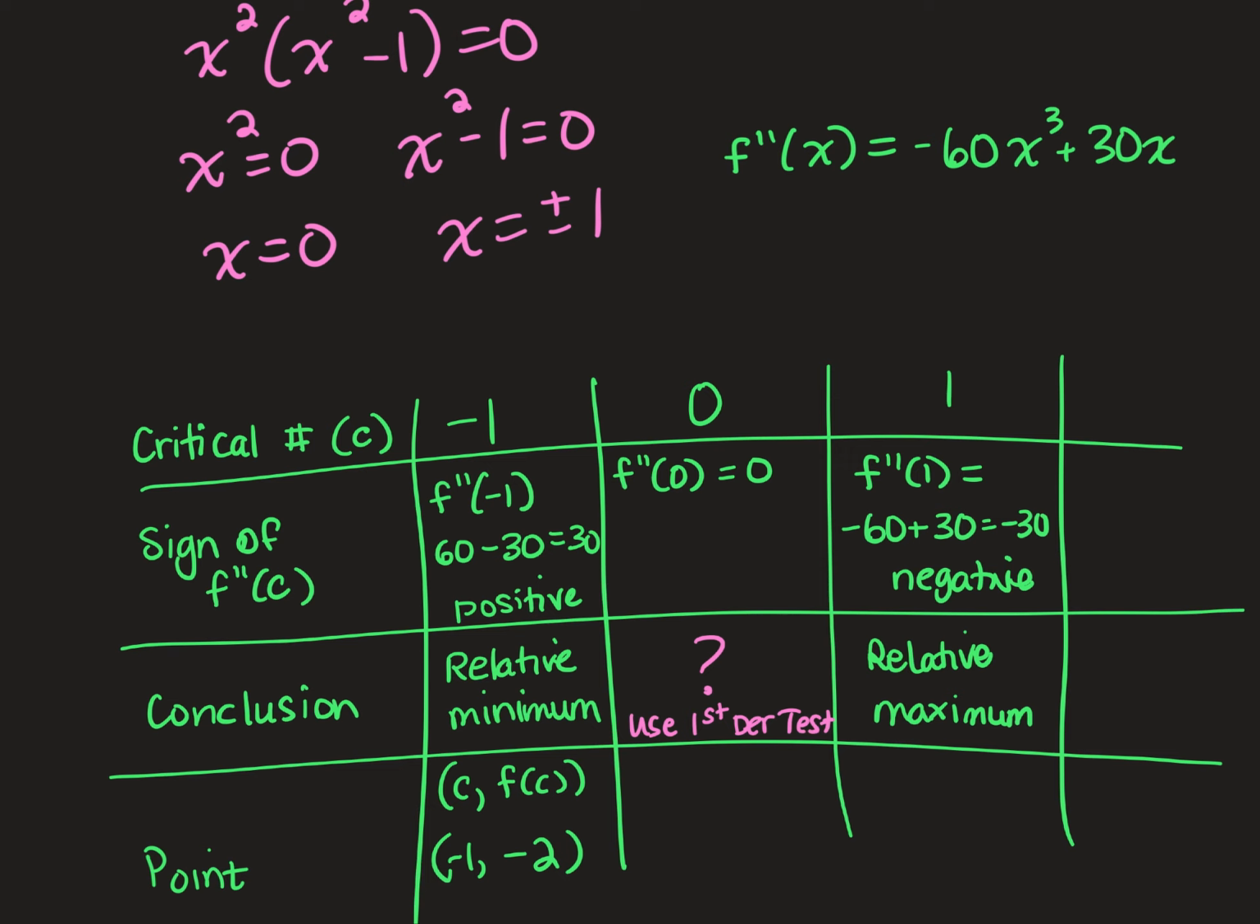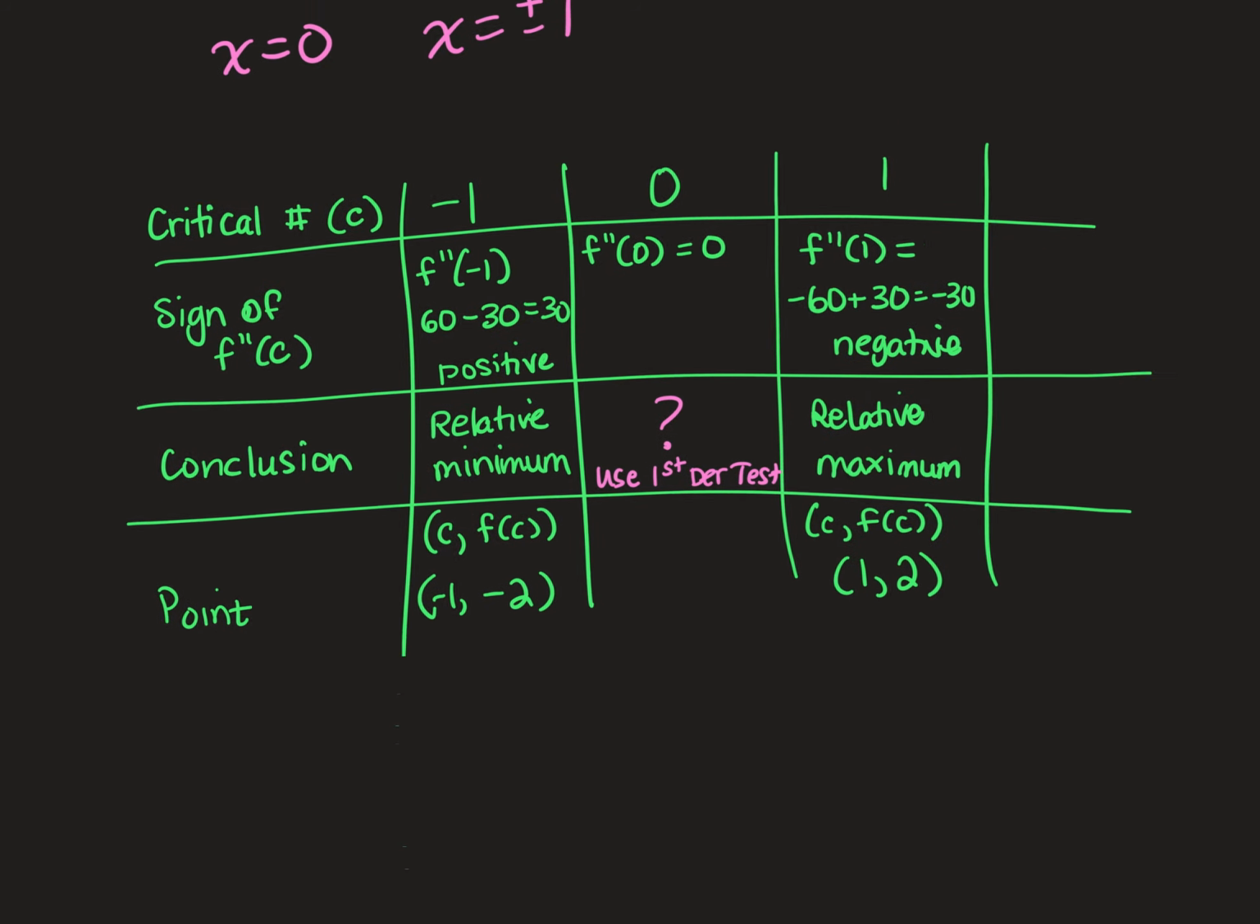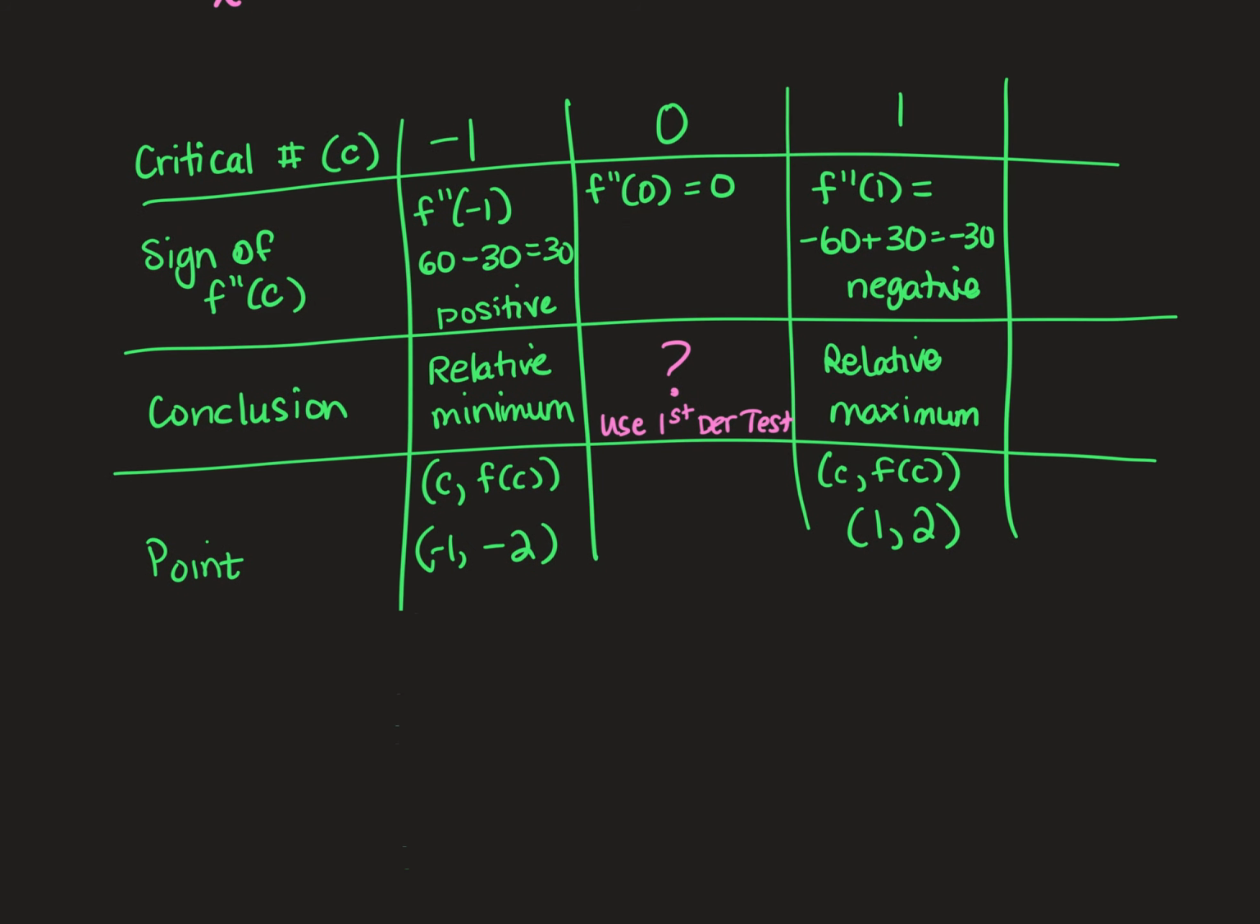Once again, I want to know what that point is. So that means, plug in f of c, so plug it back into the original function. So the original function gives us a 2 if we plug it in. So we know a couple of things. We know that there's a relative minimum at the point -1, -2, and we know there's a relative maximum at the point 1, 2. But I've got a question about what's happening around 0.